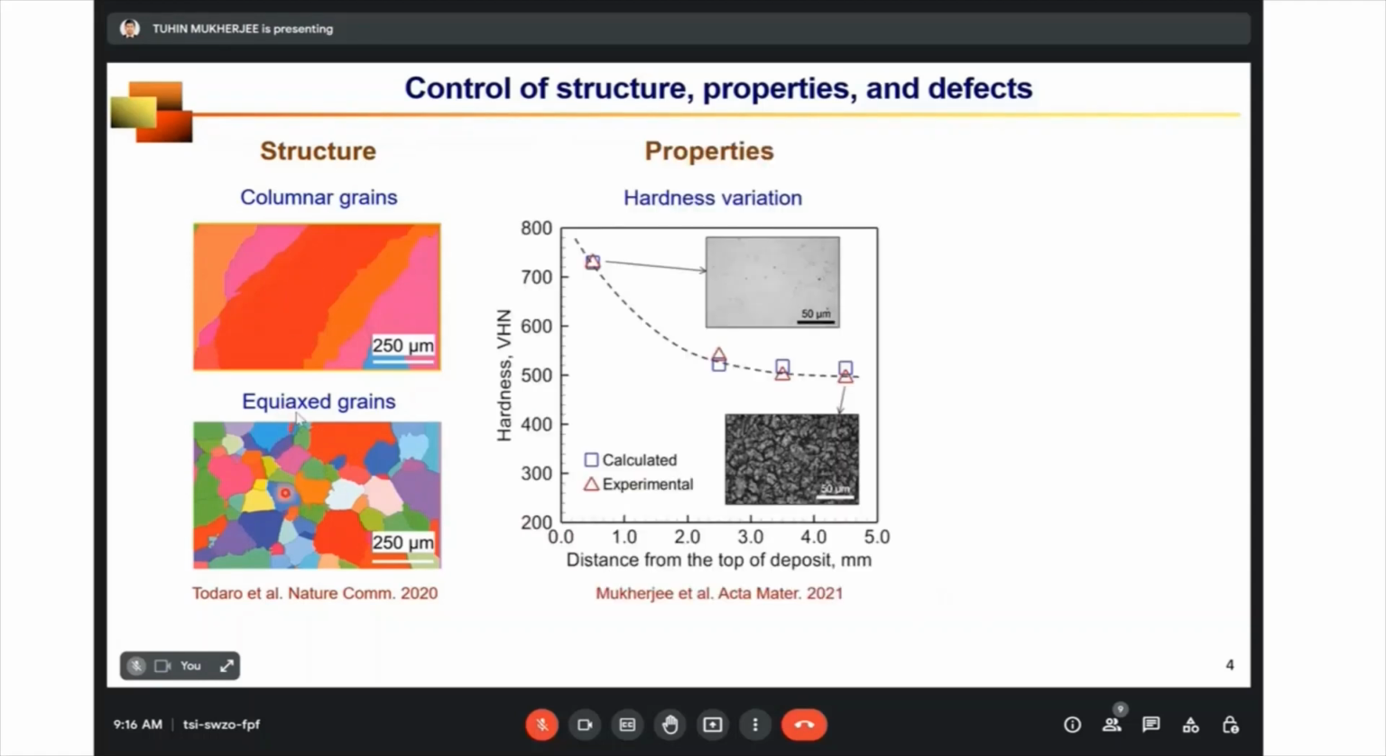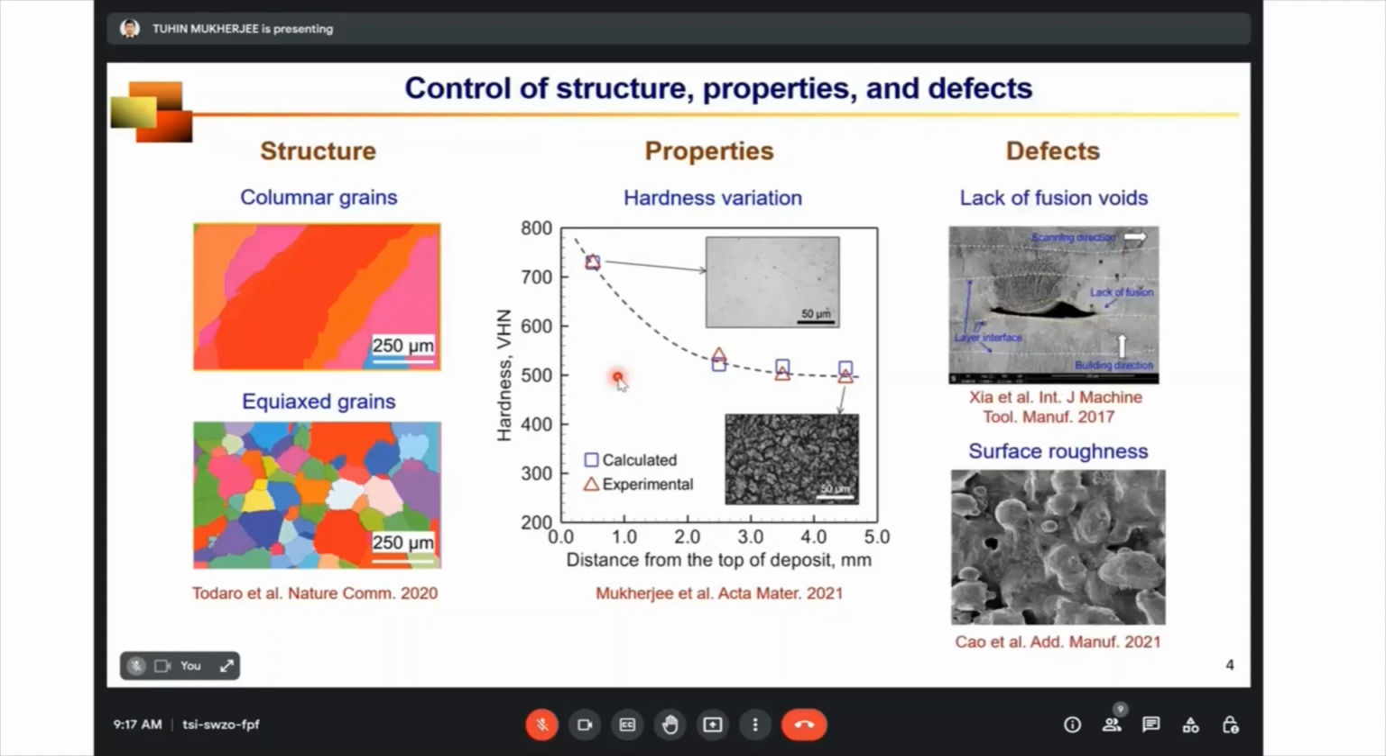Not only the solidification morphology, the mechanical properties such as hardness also depend on local microstructure, like what phases form. And you can see from this picture that mechanical properties such as hardness vary significantly with distance. So this kind of property inhomogeneity can significantly impact the serviceability and reliability of additively manufactured parts.